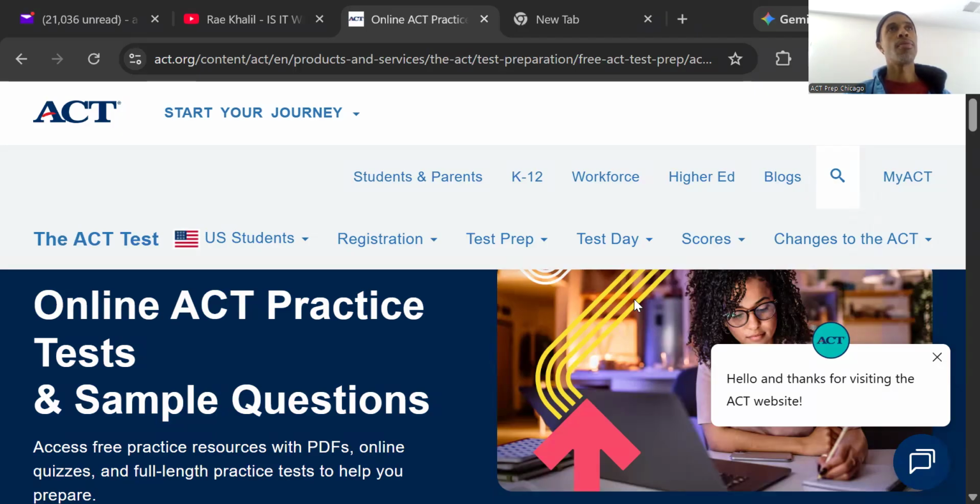We're doing part two of the science. I think we did from 1 to 23. Now we do from 24 to 40. This is the answer explanations for the online ACT practice test one.